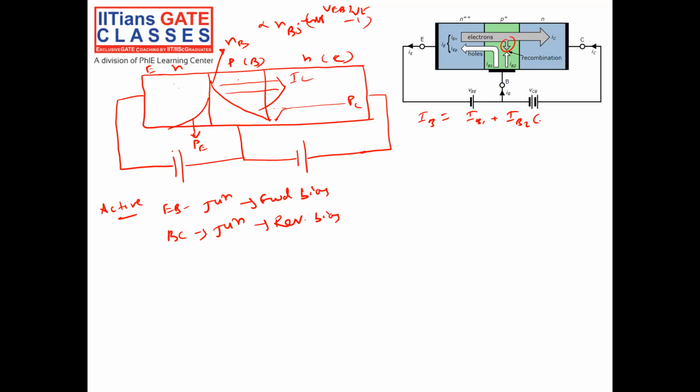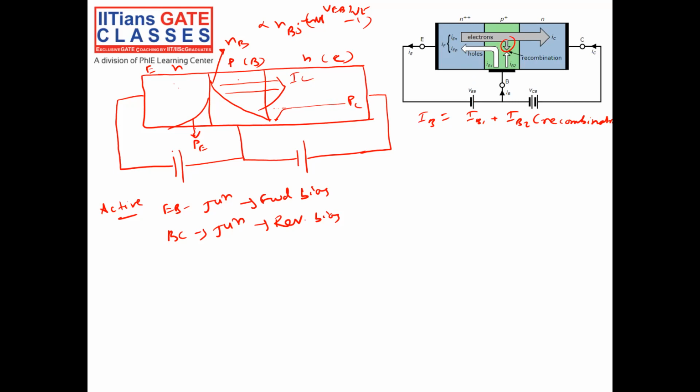IB2 is nothing but recombination. IB1 is because of injection of holes from base to emitter. This is the condition in my active region. So what will happen if I go to saturation?